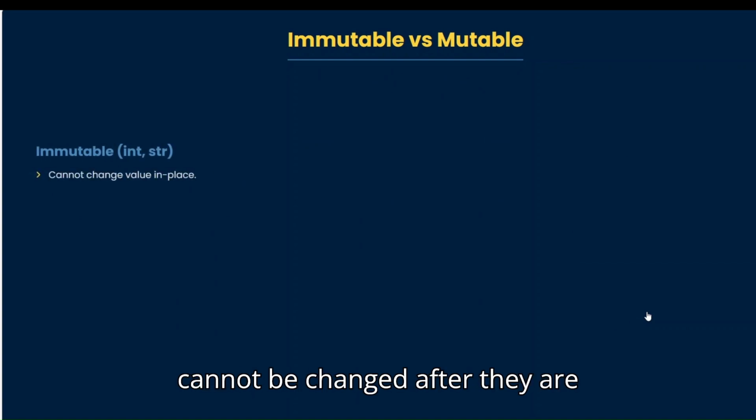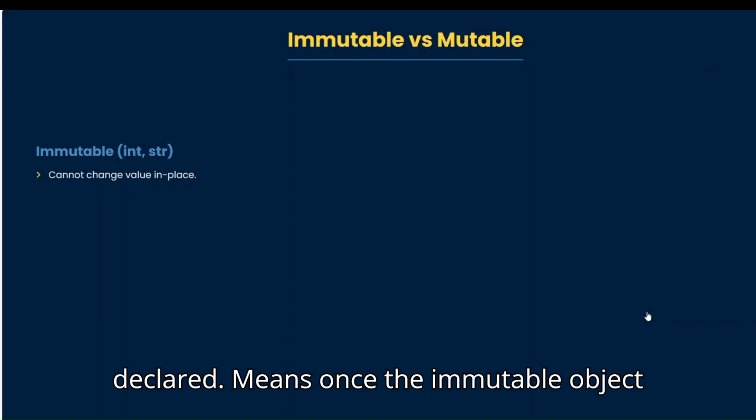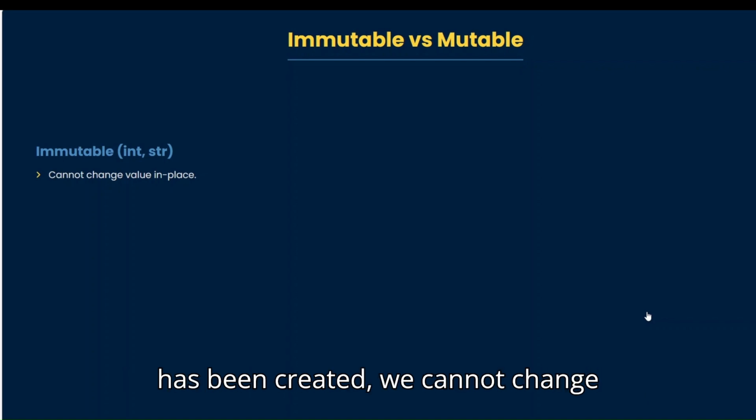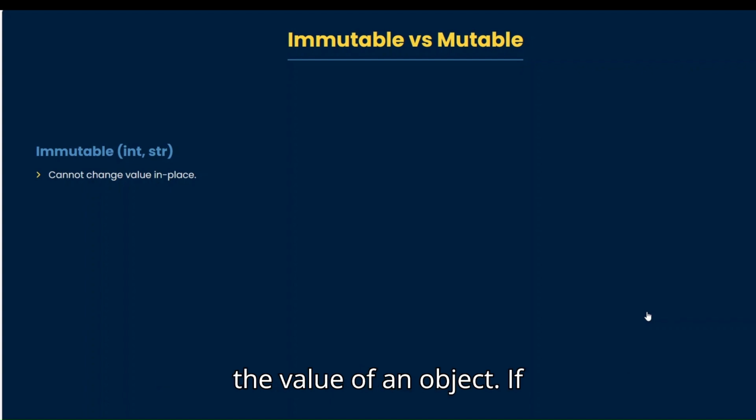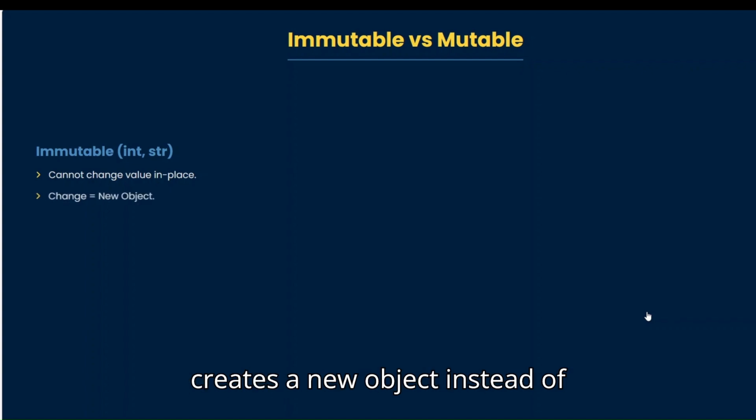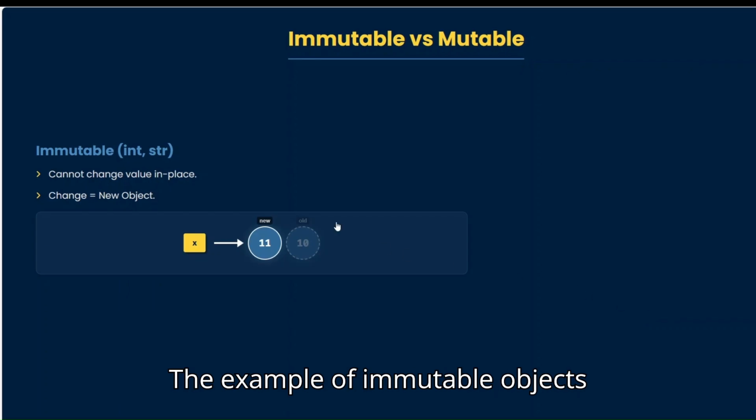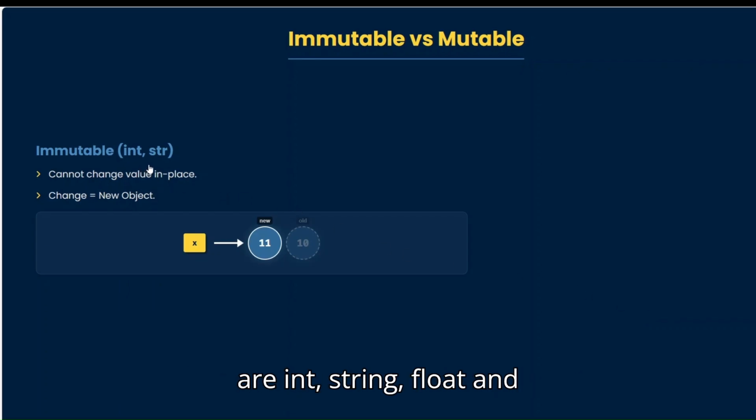Immutable objects cannot be changed after they are declared. It means once the immutable object has been created, we cannot change the value of the object. If you try to modify them, Python creates a new object instead of changing the old object. Examples of immutable objects are int, string, float, and tuple data types.